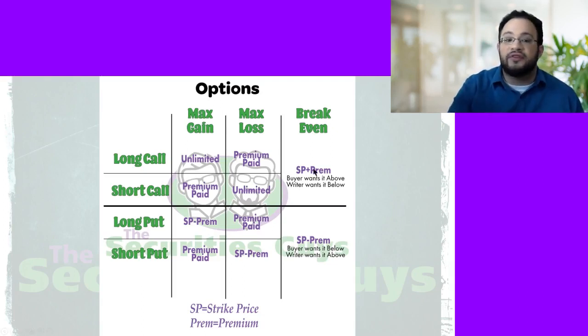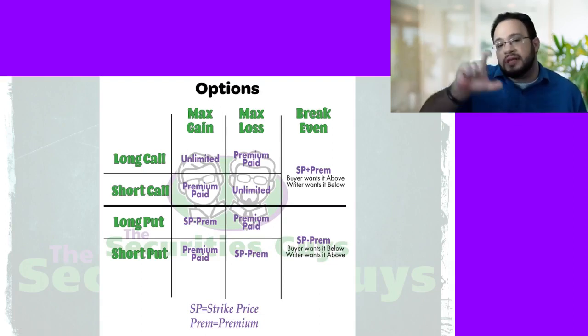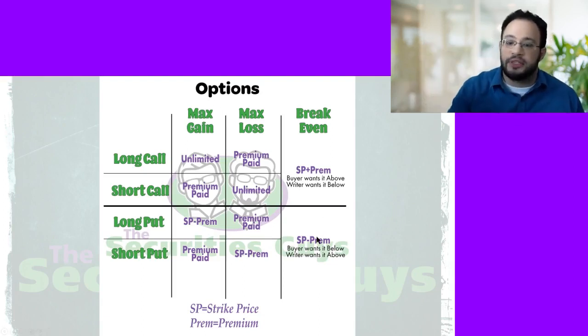The break-even for a call, remember, a call is betting it's going to go up. So it's got to go up at least the premium. A put is betting it's going to go down. So it's got to go down at least the premium.